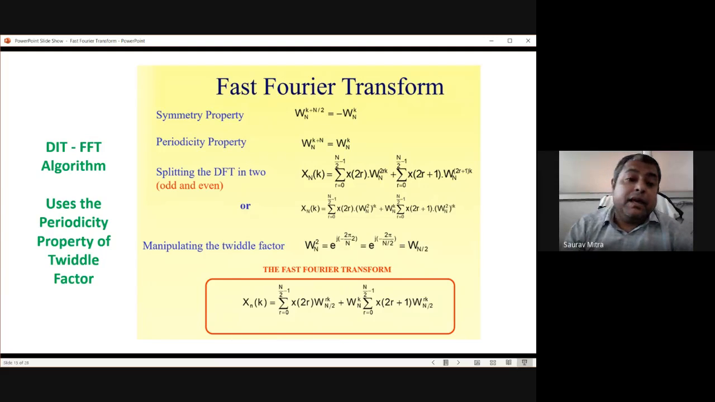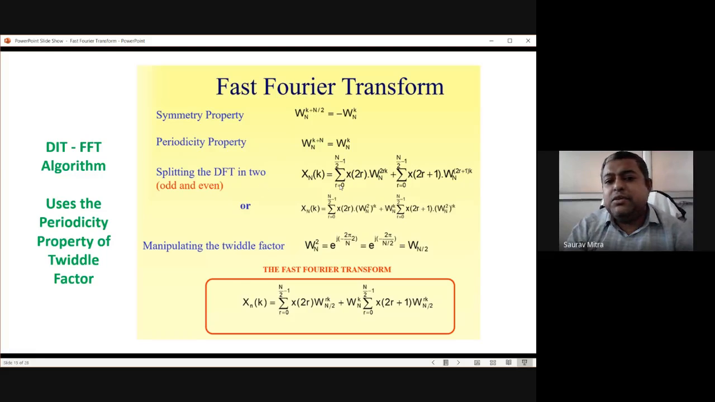That is one very important thing which is done in DIT FFT, that is decimation in time FFT. Actually, there are two algorithms: one is DIT FFT, one is DIF FFT, that is decimation in time and decimation in frequency. In your syllabus, DIT FFT is there. There is no mention of DIF FFT in your syllabus. Both use the property of symmetry and periodicity of the Twiddle factor. So it is all a Twiddle factor based game.